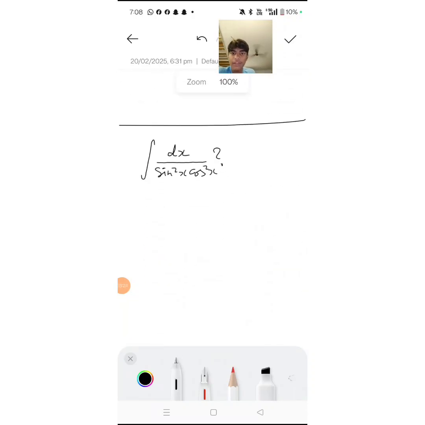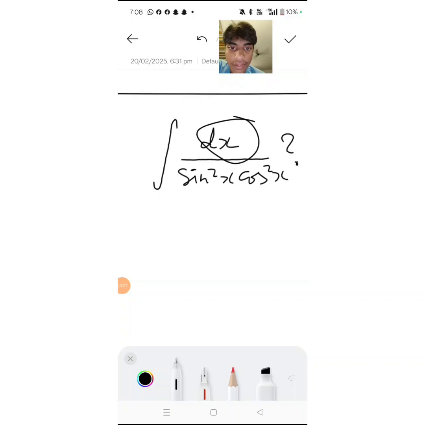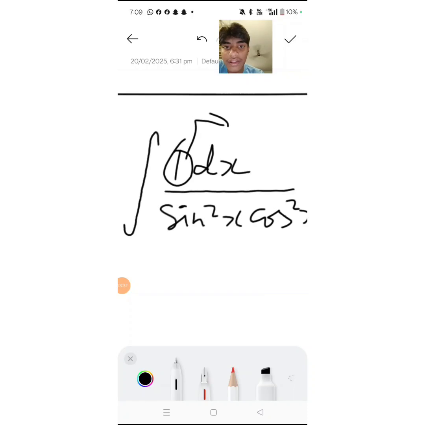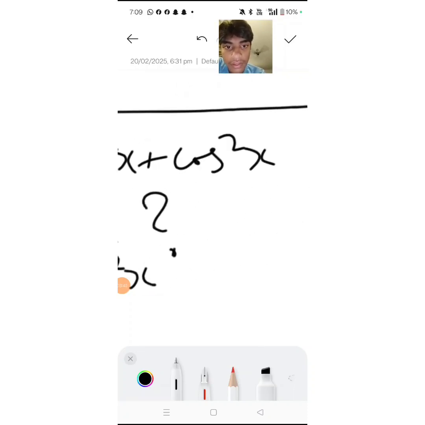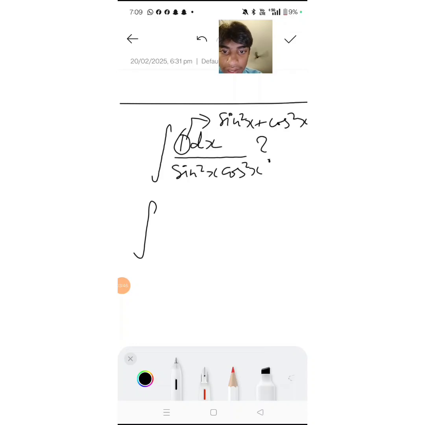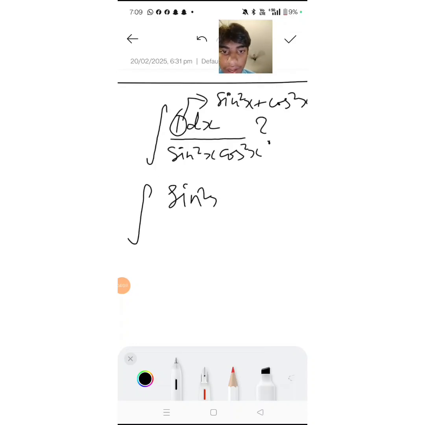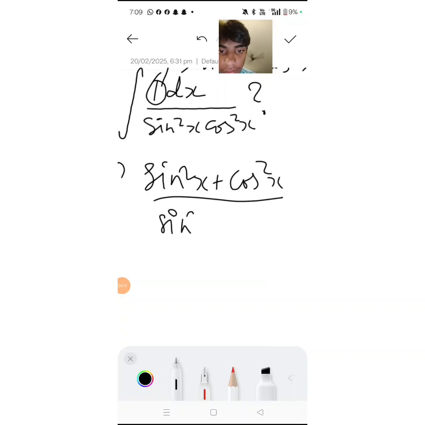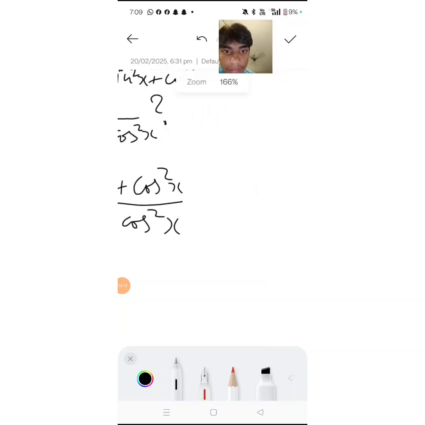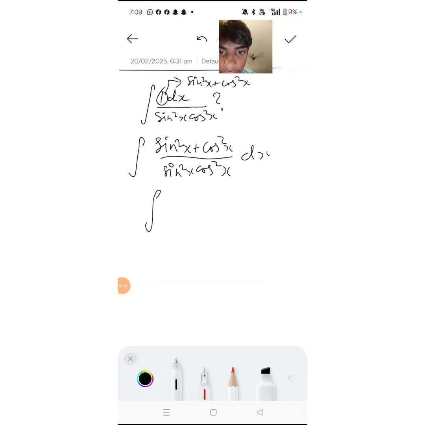Okay, now in this case, we have the integral of dx on top and then sine square x cos square x in the denominator. Now remember, when you have a dx over here, it is equivalent to 1, right? So we can just say it is sine square x plus cos square x. So we have to rewrite it as the integral of sine square x plus cos square x upon sine square x cos square x dx, which is basically just the integral of 1 upon sine square x cos square x dx.